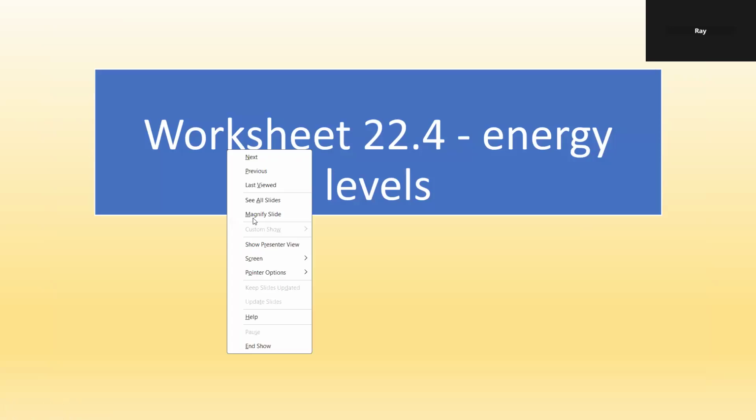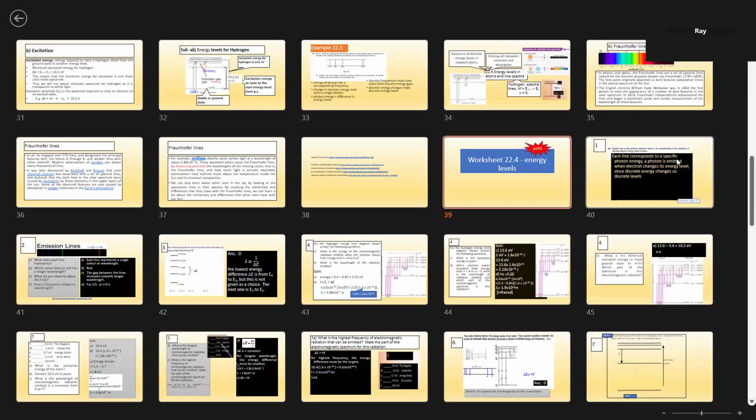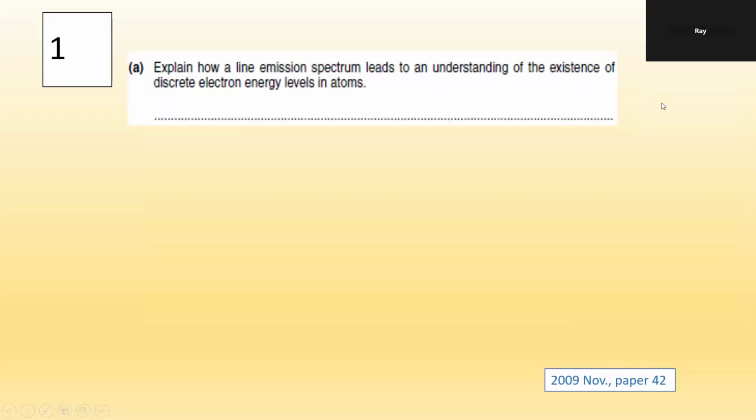Okay, let's go to the worksheet. Hope we have managed to try some of them. Okay. Explain, very popular this one. Explain how a line emission spectrum leads to understanding that there exist discrete electron energy levels in an atom.